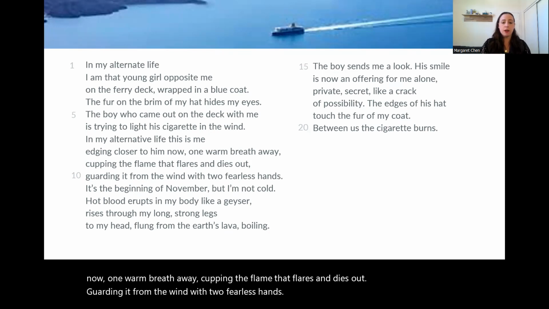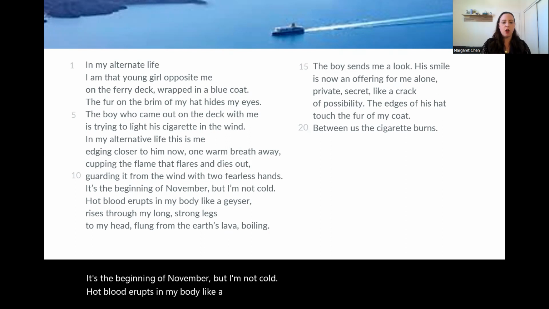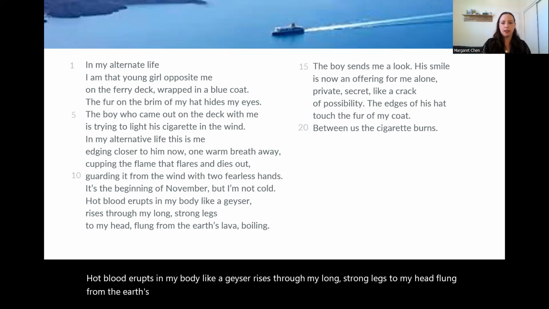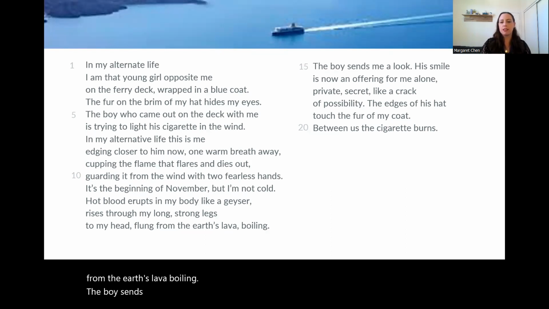It's the beginning of November, but I'm not cold. Hot blood erupts in my body like a geyser, rises through my long, strong legs to my head, flung from the earth's lava, boiling. The boy sends me a look. His smile is now an offering for me alone. Private, secret, like a crack of possibility. The edges of his hat touch the fur of my coat. Between us, the cigarette burns.